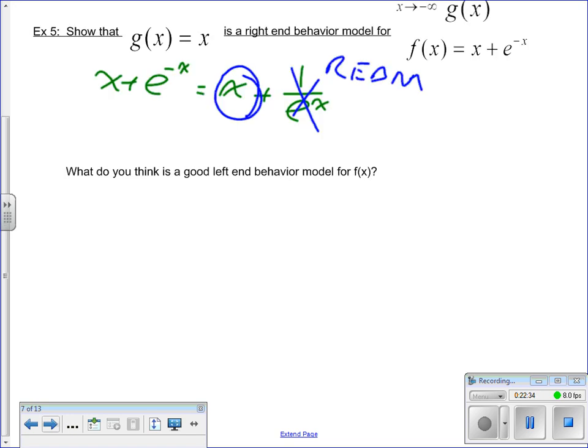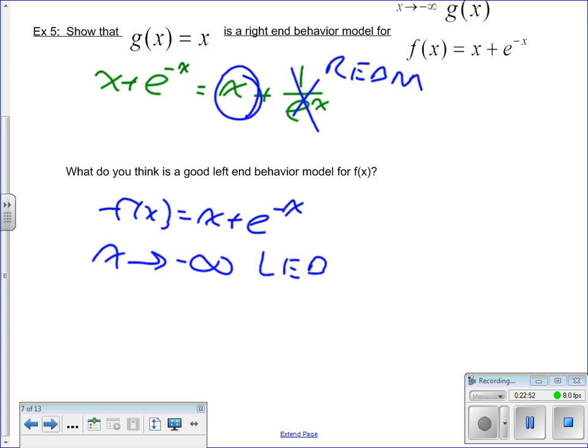So if I look at this one, same function, and I want to know what's going on as x approaches negative infinity. What is my left end behavior model? As x gets really, really small, what's going on? If I put in negative 10 million, if I put in negative 1 billion, what's going on?